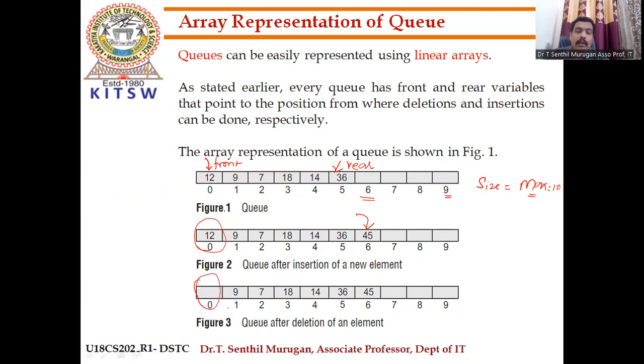After deleting the element, the queue looks like this. We removed the first element, 12, so the remaining values are there. What happened? The front value will be plus plus. Front is initially 0, and it will point to front plus plus. So whenever we insert an element, rear plus plus. Whenever we delete an element, front plus plus.